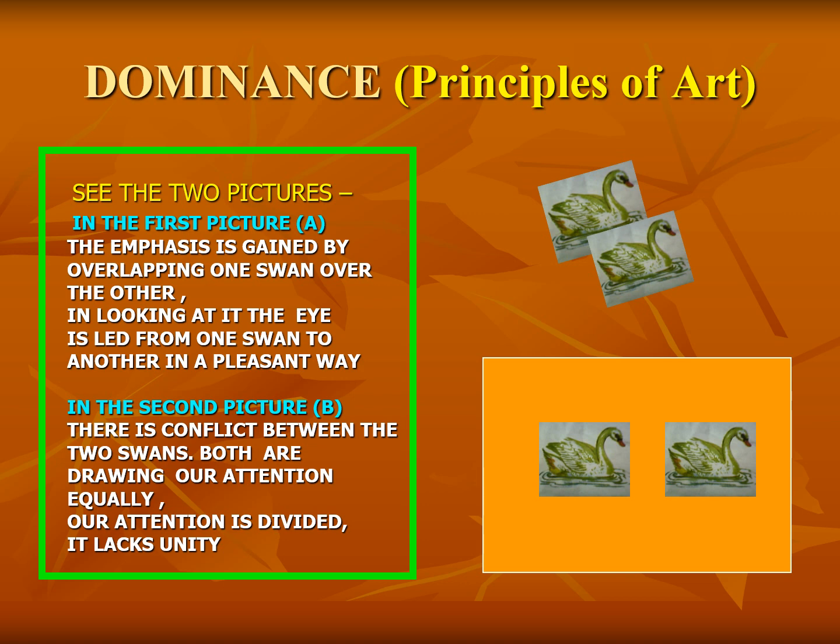In the second picture B, there is a conflict between the two swans. Both draw our attention equally. Our attention is divided, and it lacks unity. So the dominance used in your work of art should be arranged properly.